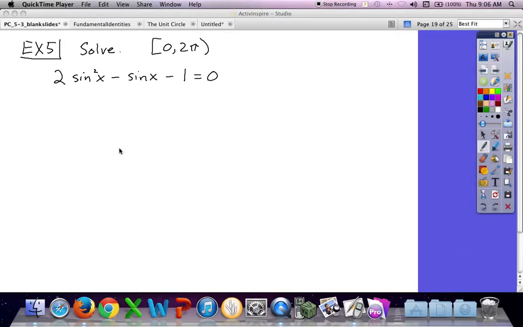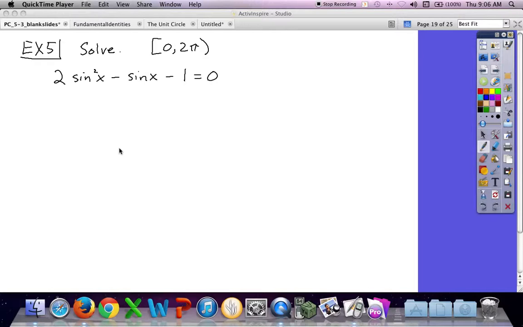How do you think we might approach something like this? It looks like a quadratic, right? So we have to factor it like a quadratic. We did some of this the last lesson, right? We did some dealing with trig equations or expressions like quadratics.